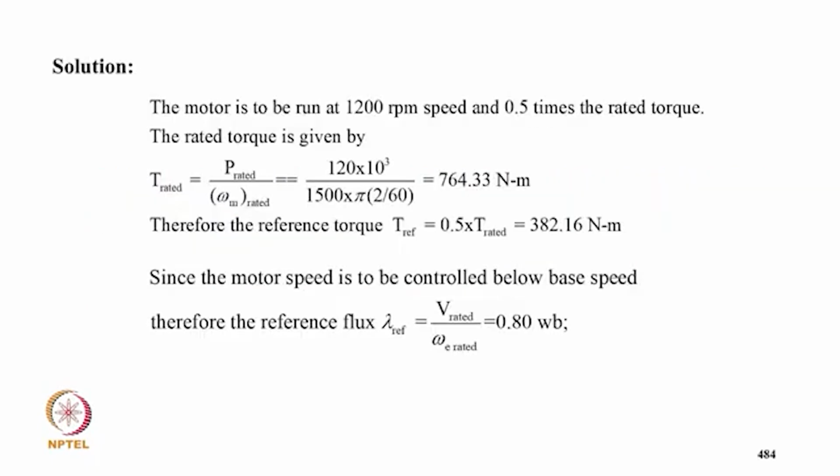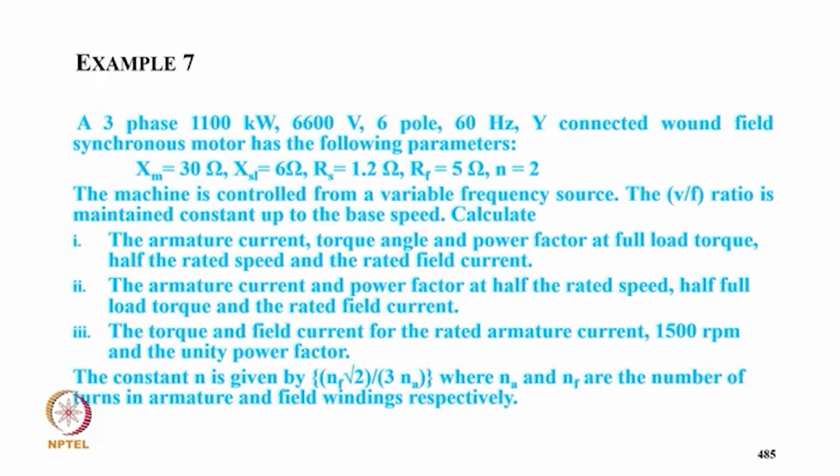So the solution: the motor is run at 1200 rpm, 0.5 times the rated torque. The rated torque is T rated equal to P rated upon omega, which comes to 764.33 Newton meter. Therefore the reference torque is 0.5 T rated, 382.16 Newton meter, and for speed control below base speed, lambda is V rated upon omega, that comes to 0.80 Weber.